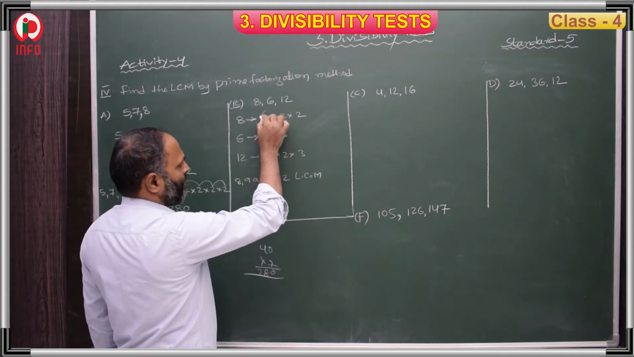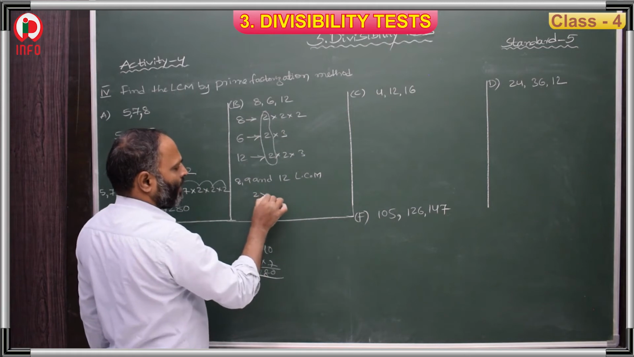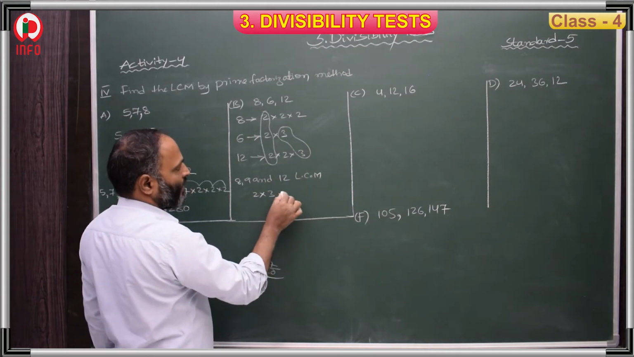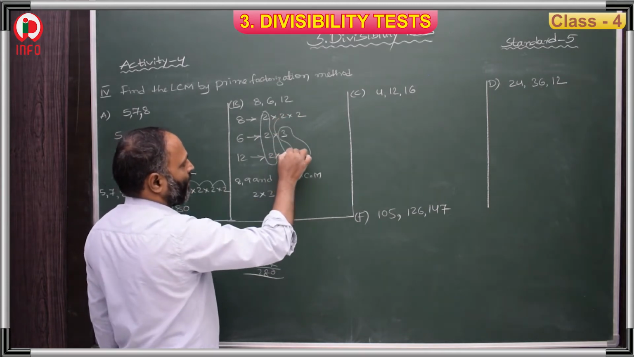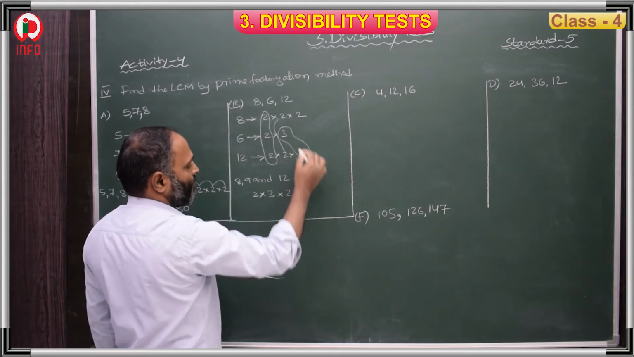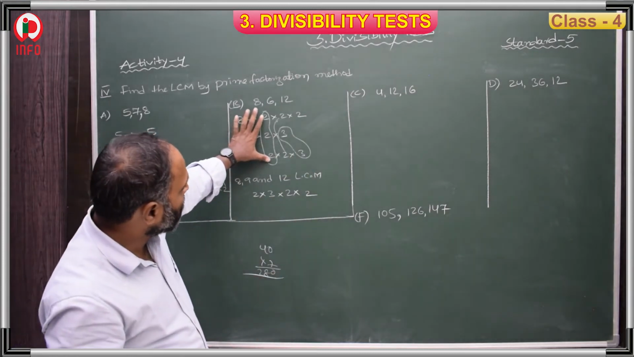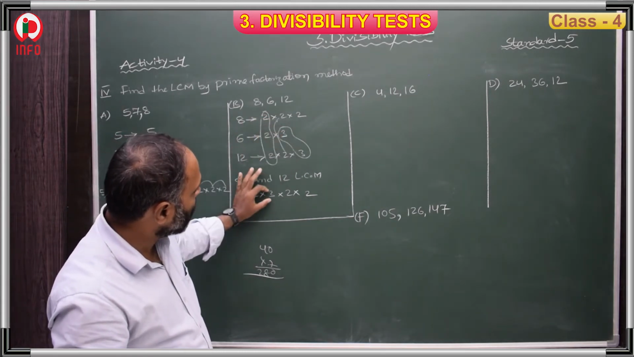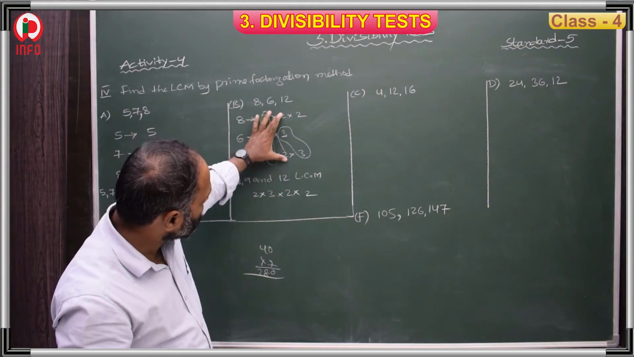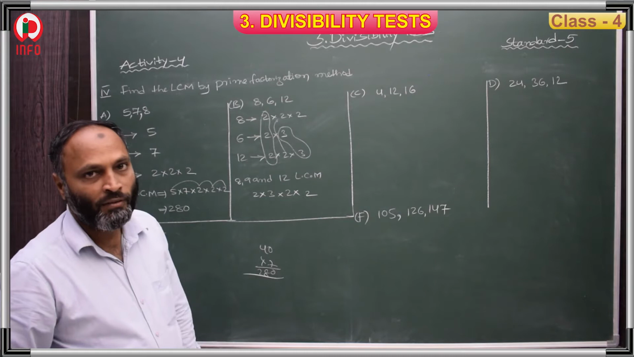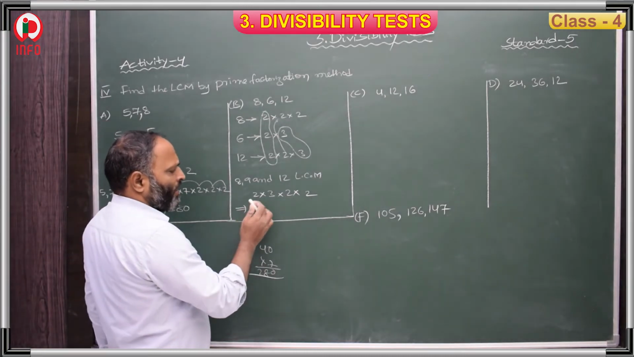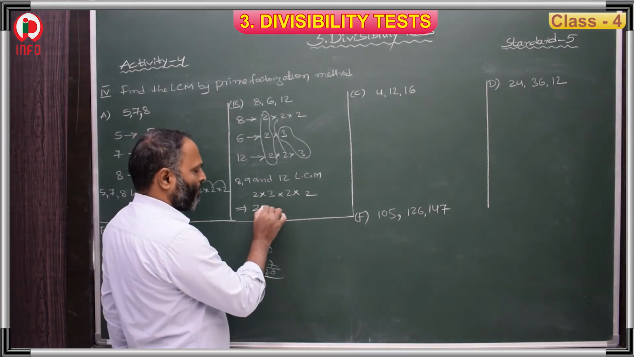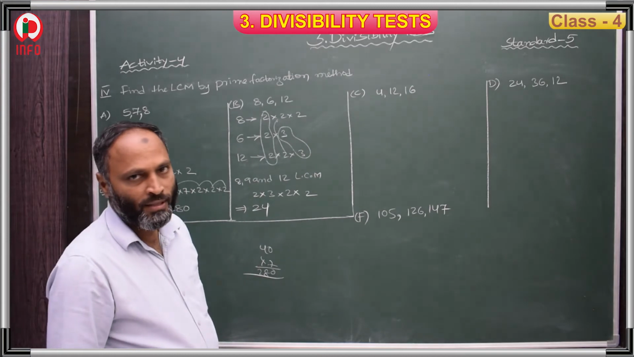First, what is common in these 3? 2 is common, so take one 2. In this 3 is there in only one, that is 1 3. One 2 is common here and here, so we take one 2. Here one 2 is there and here one 2 is there; that we take, and the remaining we take as it is. Then 2 3s are 6, 6 2s are 12, 12 2s are 24. 24 is the LCM.